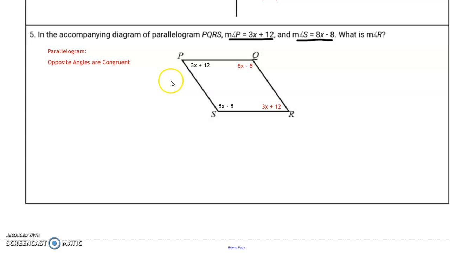One lovely thing that I know about parallelograms is that their opposite angles are congruent. So in other words, this angle and this angle are congruent, this angle and this angle are congruent. Now there's one more property that you need to remember. Pause the video and try to remember that one.